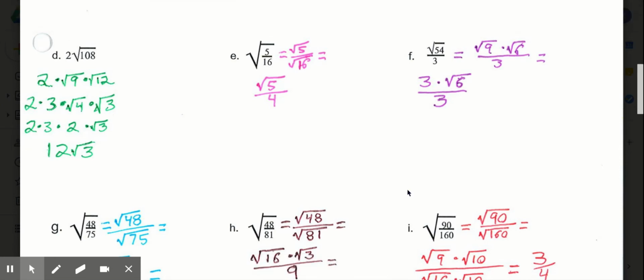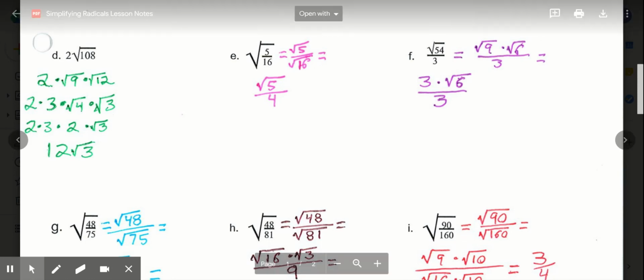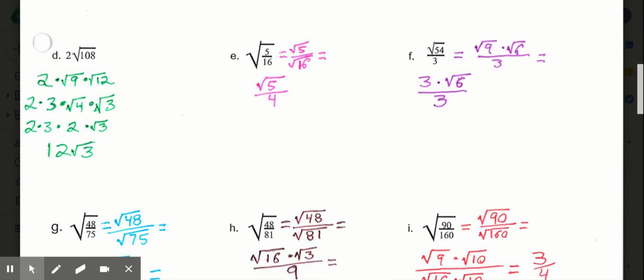In F, square root of 54 over 3. So I'm going to look for perfect square factors on top, 9 being a factor. So we have the square root of 9 times the square root of 6. Square root of 9 is 3. So then we would have 3 times the square root of 6 over 3.